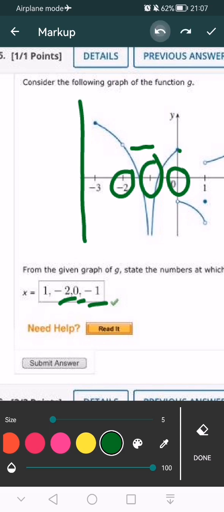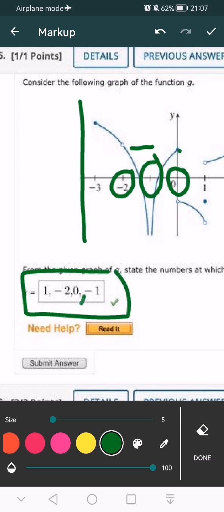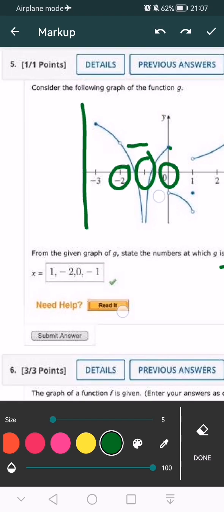Okay, you can write it this way, and don't forget the comma, and don't put the bracket. Okay, just write the values separated by commas.